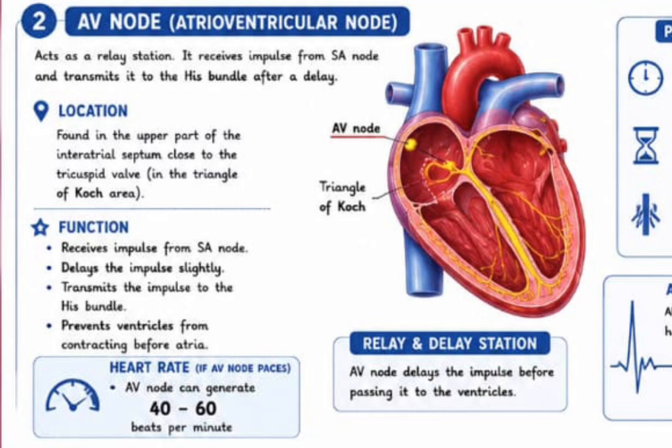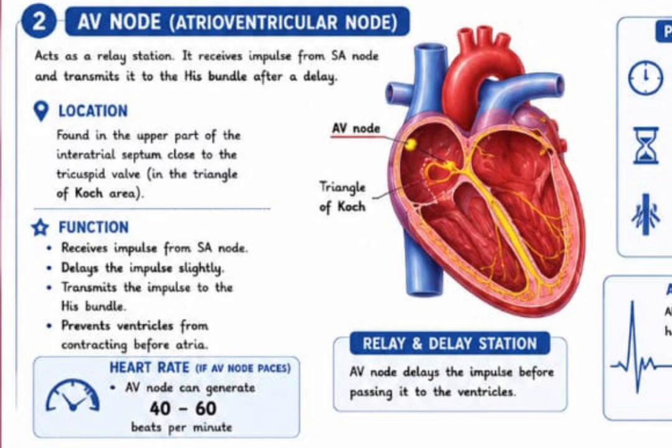So where is it located? It is located at the upper part of the interatrial septum, close to the tricuspid valve. The interatrial septum is the septum that separates the right and left atria. So it is at the upper part of the interatrial septum, close to the tricuspid valve, and we call the place where it is located the triangle of Koch. The triangle of Koch is where the AV node is located.